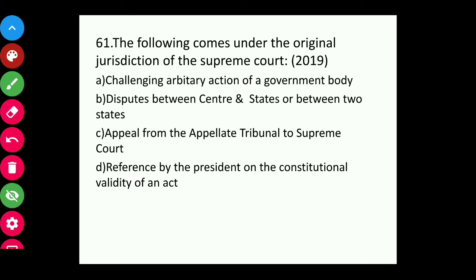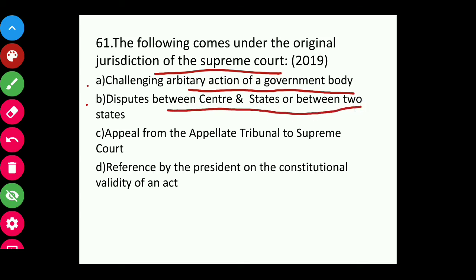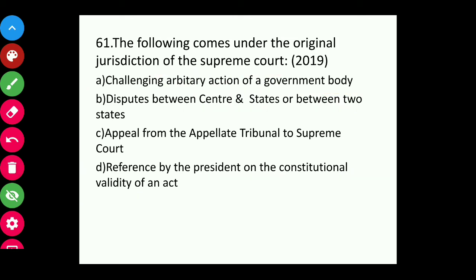The following comes under the original jurisdiction of the Supreme Court: A. Challenging arbitrary action of the government body, B. Disputes between central states or between two states, C. Appeal from the appellate tribunal to Supreme Court, D. Reference of the President on the constitutional validity of an act. So the answer is B. Disputes between the center and states or between two states fall under original jurisdiction of the Supreme Court.